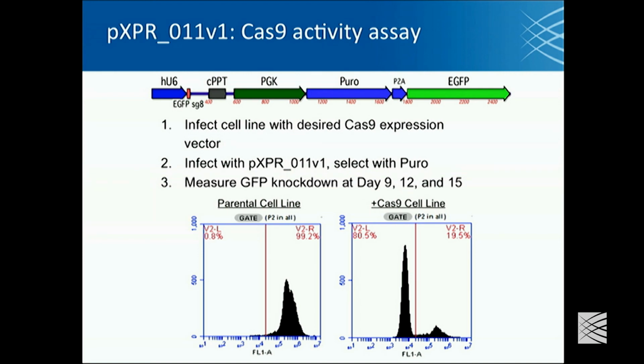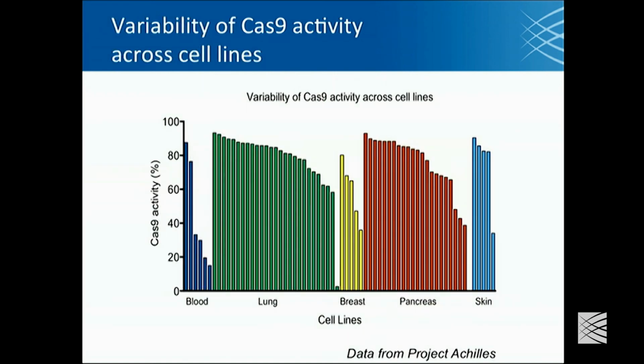So over here, you have the parental cell line with no Cas9 infected with GFP, and you can see that 99.2% of the population is GFP positive. For the same line that's Cas9 positive, you can see a shift into the GFP negative space at 80.5% of the population. So we would deem this 80.5% Cas9 active. It's important to test activity of your Cas9 because, as you can see here, Cas9 activity can vary significantly across cell lines. It's important to see that with blood lines specifically, you see great variability.